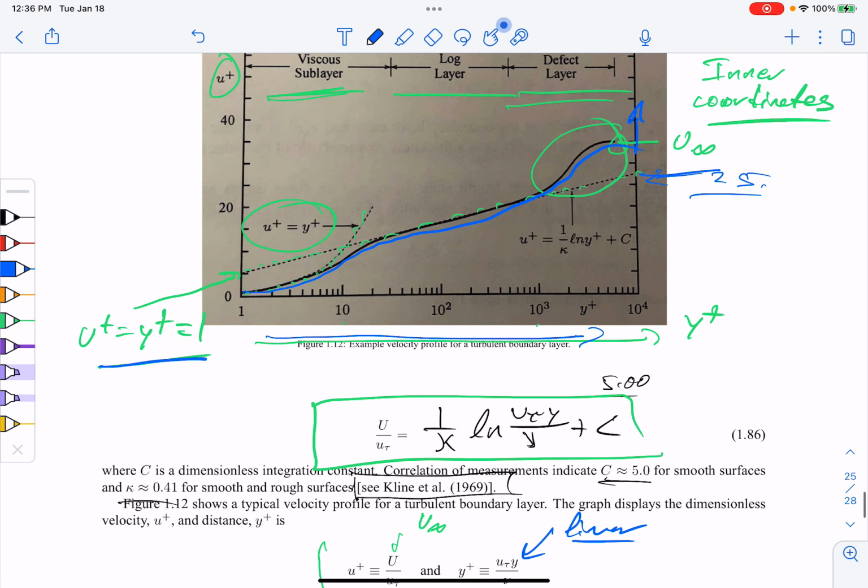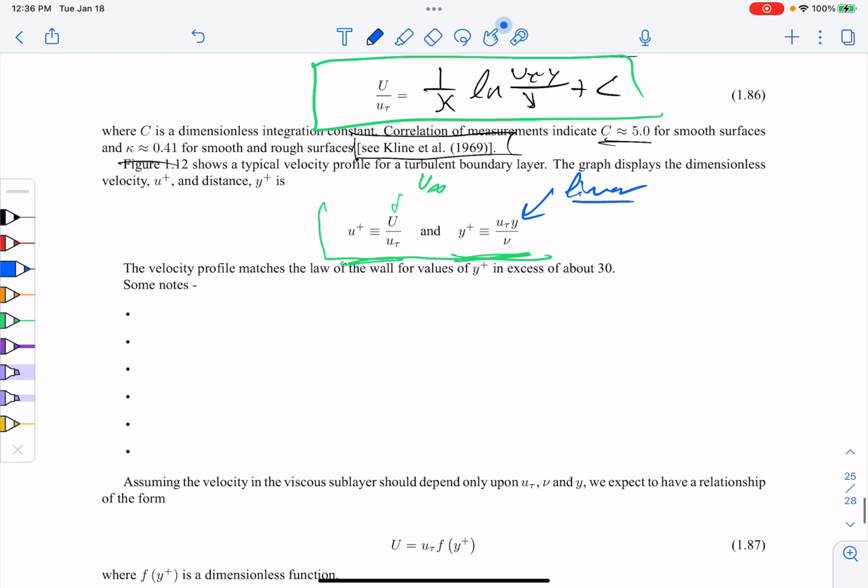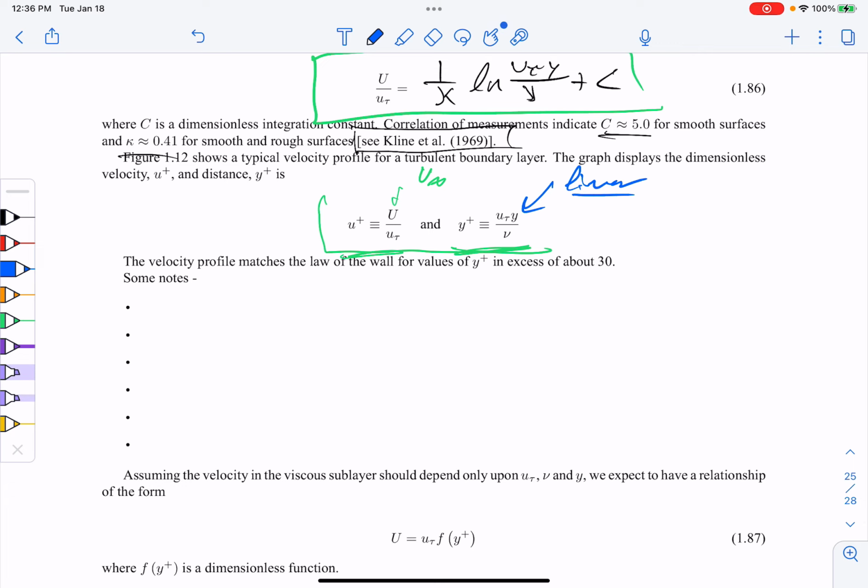So anyway, we've developed really only this log part of the profile. And people worked really hard to try and create composite profiles, just one equation that represents this whole thing, which would be the black line. And that's also kind of interesting.